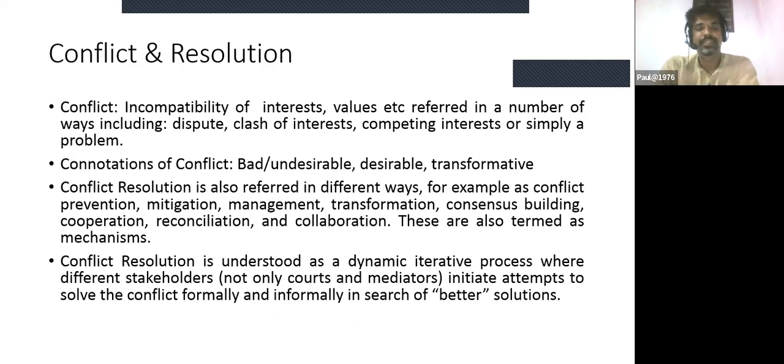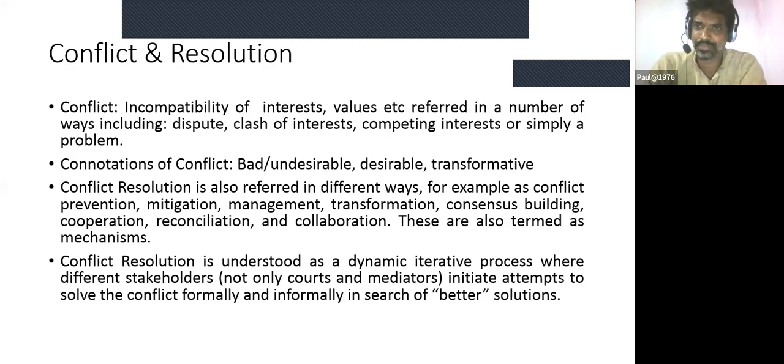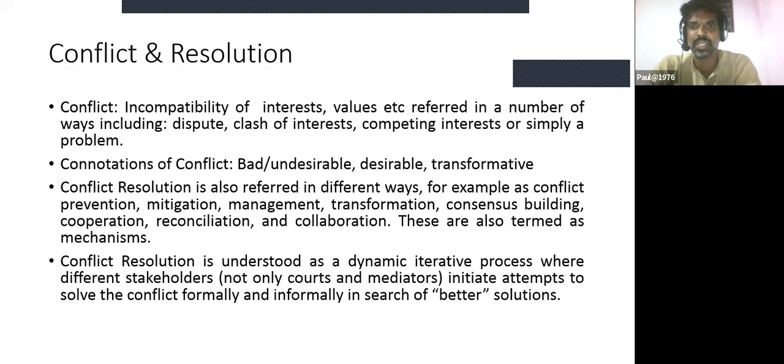Now, when we look at interdisciplinary approach in conflict and resolution, how do we understand conflict? Already you might have heard a lot about conflict for the last incompatibility of interest, values, etc. Referred in a number of ways, including dispute, clash of interest, competing interests, or simply a problem, etc.